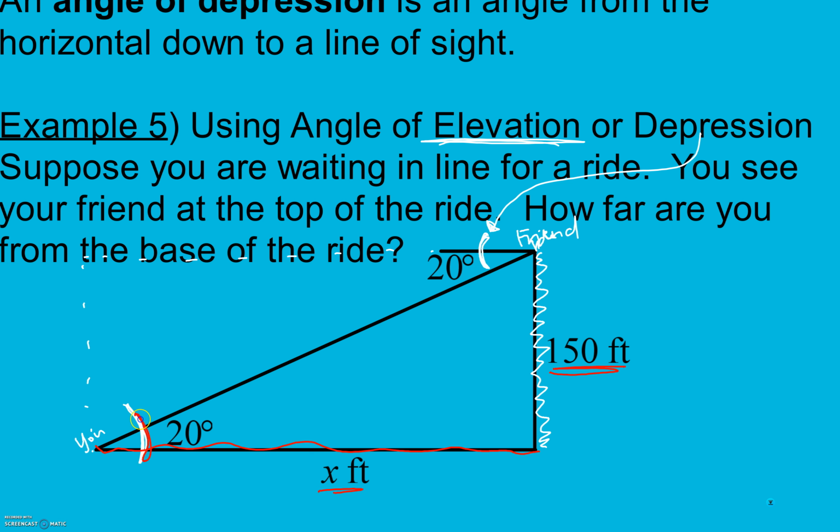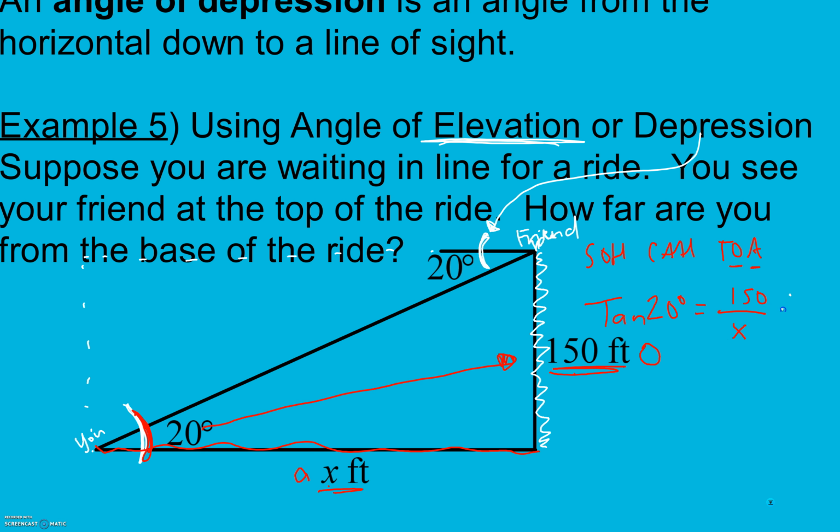So from my angle, I have two sides, 150 and x. My 150 feet is opposite, and my x is my adjacent. So when we're looking at SOH CAH TOA, O and A is tangent. So tangent of my angle is opposite over adjacent, TOA.